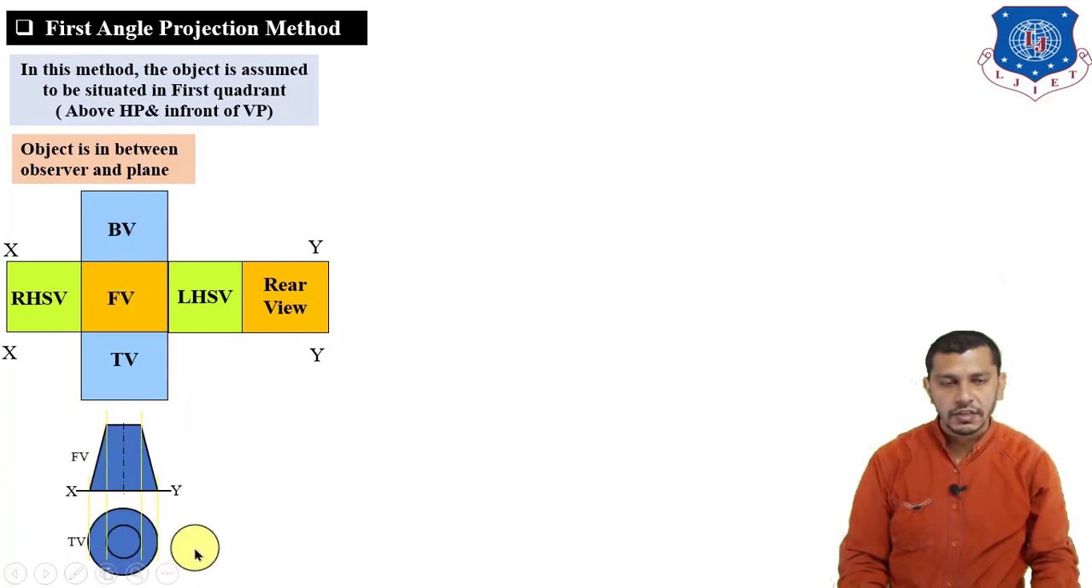Now this is the symbol of the first angle projection method: top view below the XY reference line, front view above the XY reference line. And to show the symbol of the first angle projection method, we have used the object known as the frustum of a cone. So these are the top view and front view of the frustum of the cone.